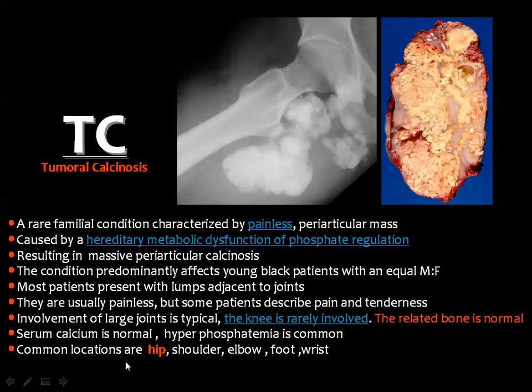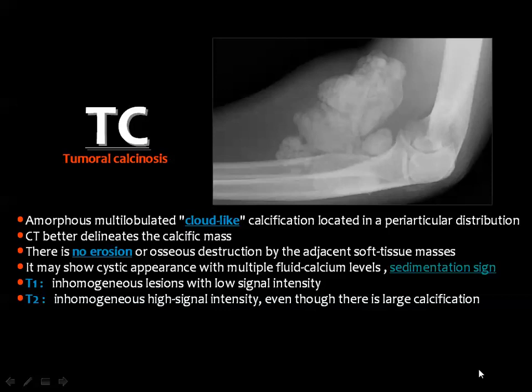The common locations are the hip, the shoulder, the elbow, the foot, and the wrist. And this is an example of tumoral calcinosis. You see what is known as cloud-like calcification or ossification adjacent to the joint. And if you look carefully, you see that the bones are intact, with no erosion, no destruction, and no periosteal reaction.